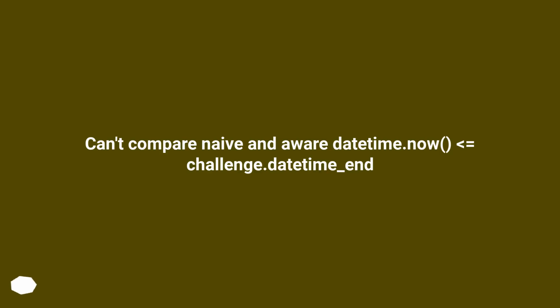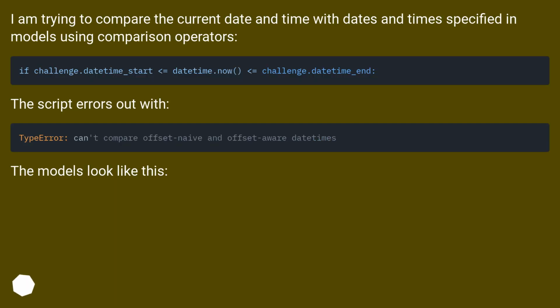CAD compare naive and aware datetime.now less than equals challenge.datetime_end. I am trying to compare the current date and time with dates and times specified in models using comparison operators. The script errors out with this error. The models look like this.